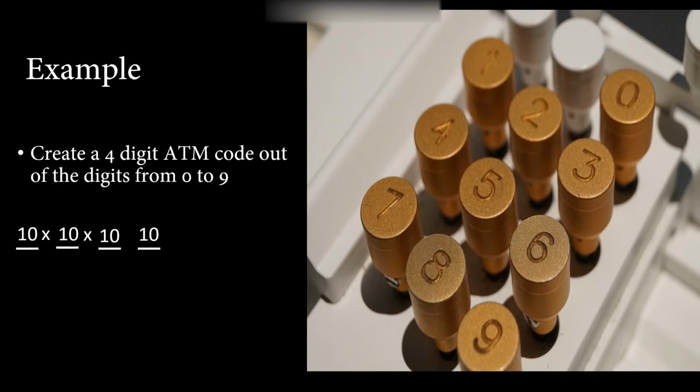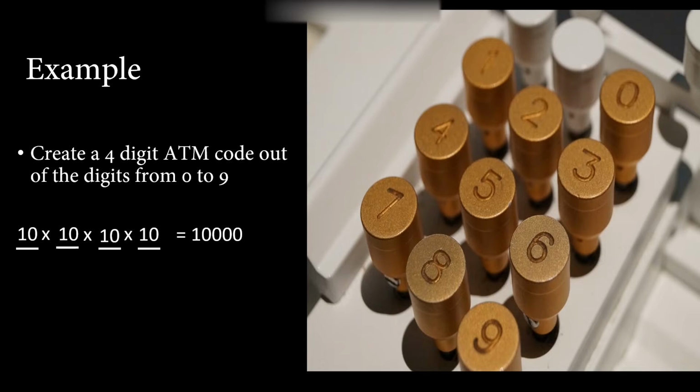Hence, the number of ways in which a 4-digit ATM code can be created would be 10 times 10 times 10 times 10, which is 10,000 ways. So, this is a scenario where you were allowed to repeat the number being selected previously. Now, let us move ahead to the second example.